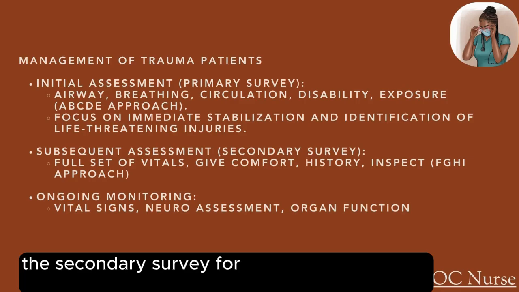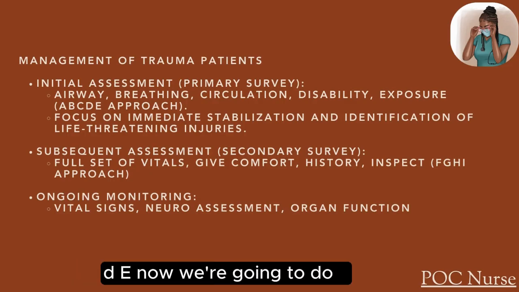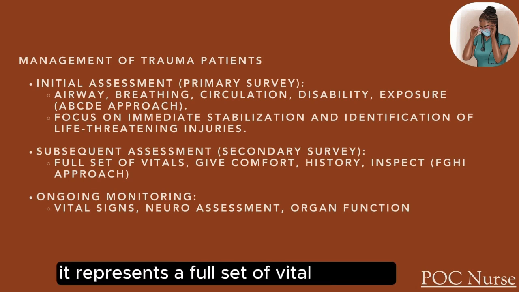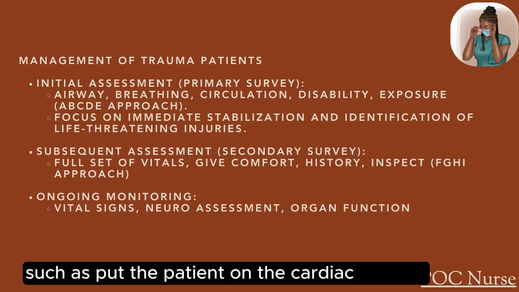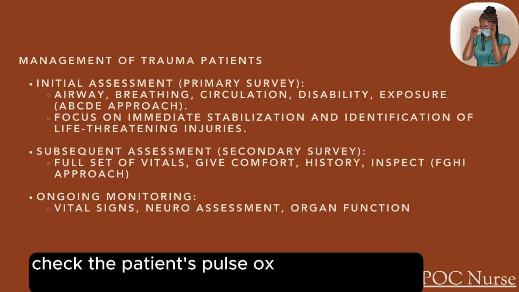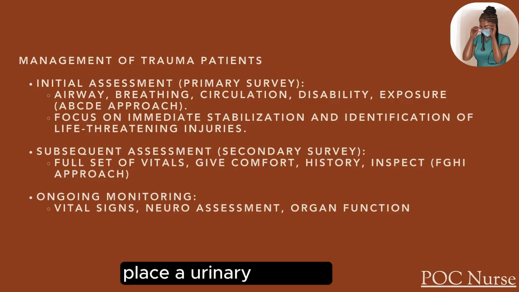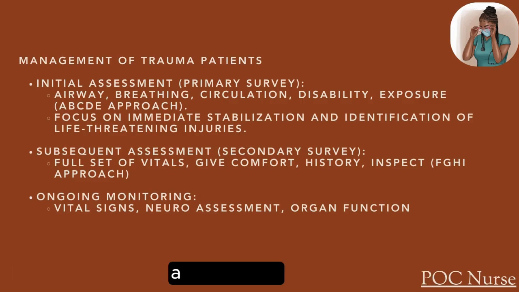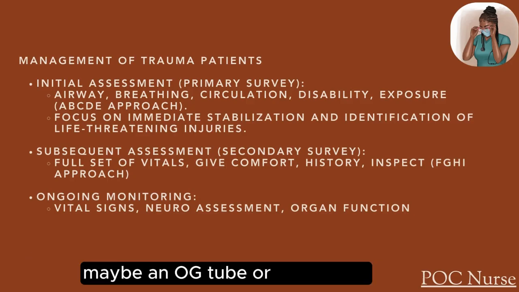The secondary survey for the trauma patient is the FGHI approach. So we initially did A, B, C, D, E. Now we're going to do F, G, H, and I. For the letter F, it represents a full set of vital signs. You could also do other things such as put the patient on the cardiac monitor, check the patient's pulse ox, attach a CO2 detector if the patient is receiving oxygen, place a urinary catheter so that you can accurately measure the patient's urine output. Patient may require a chest x-ray. Patient may require some kind of gastric tube, maybe an OG tube or an NG tube.